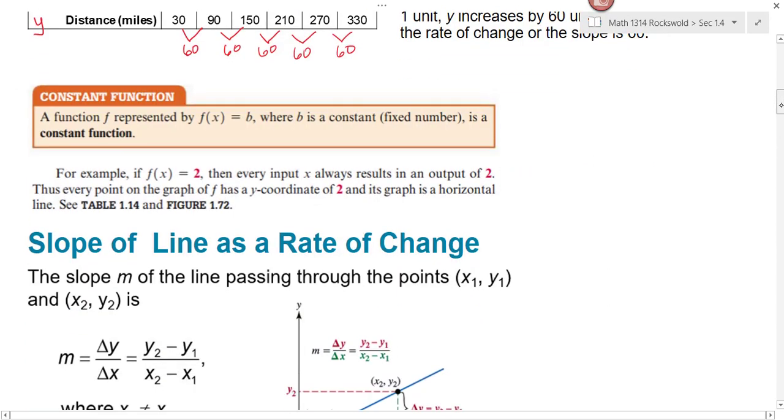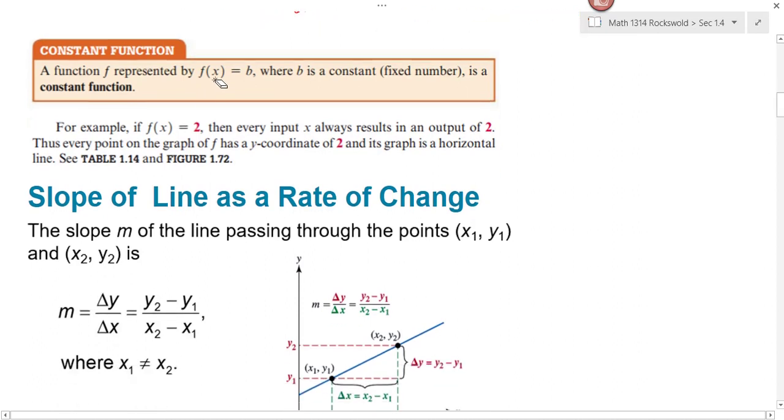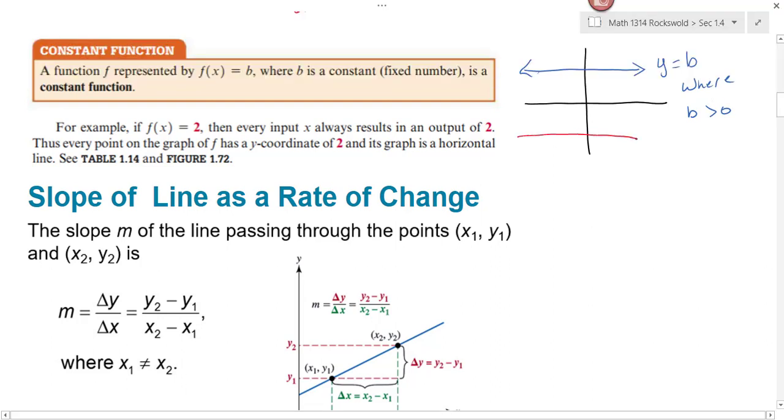A constant function is a function where we have y equals a constant, or f of x equals a constant. And the graph of it is just going to be a horizontal line passing through that constant. So if I were to graph y equals b, if b is positive, I would have this function right here, y equals b, where b is positive. If b were negative, I would have a horizontal line right here, y equals b, where b is negative, less than 0.